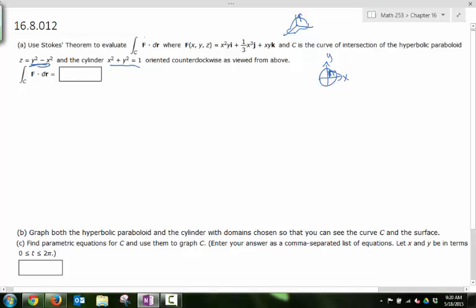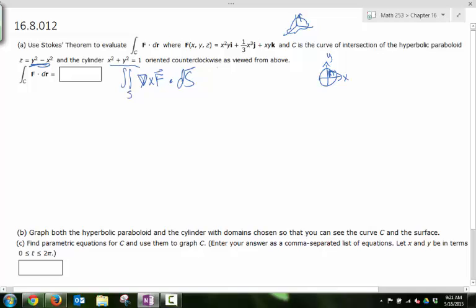So we have a line integral. According to Stokes, this becomes a flux integral over the surface that we were just talking about with this domain, and we want the curl of the vector field dotted with the surface element.